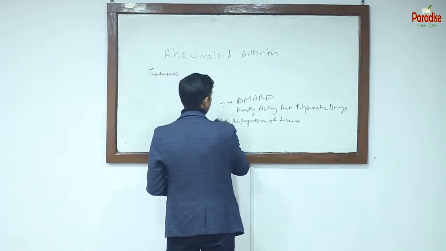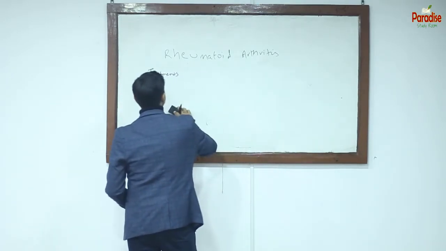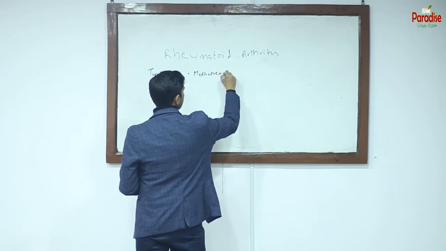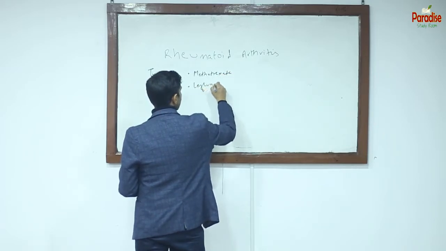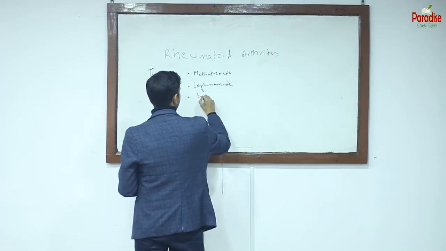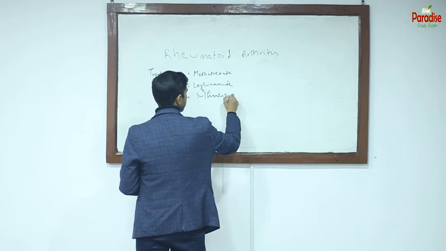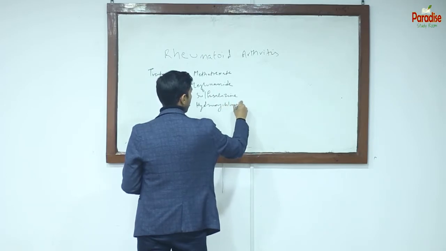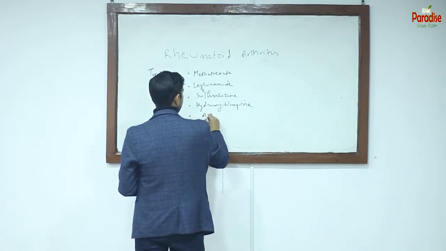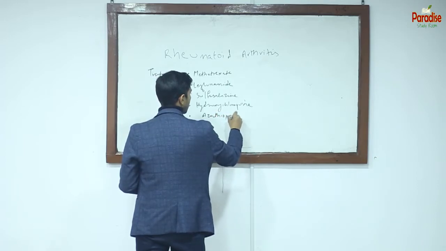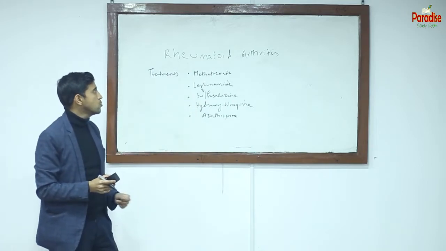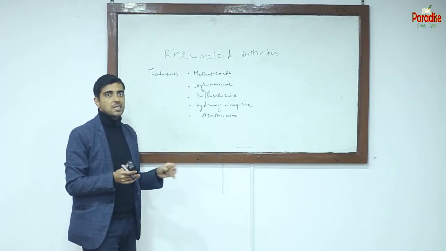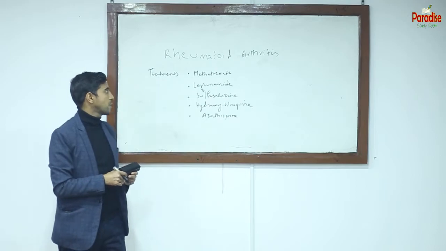So what are the DMARDs we know? Most commonly we use methotrexate, leflunomide, sulfasalazine, hydroxychloroquine, azathioprine, and so on. So most commonly we use methotrexate, leflunomide, sulfasalazine, and hydroxychloroquine. Basically these are the DMARDs that we use for rheumatoid arthritis.